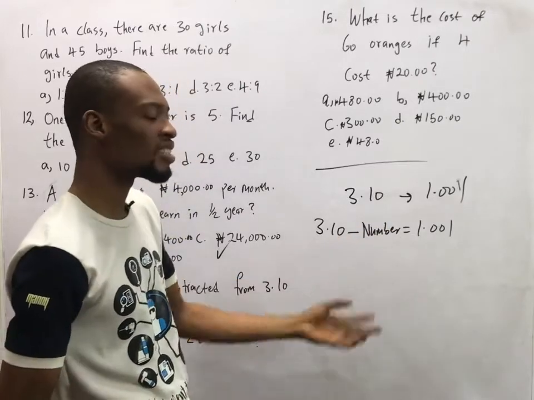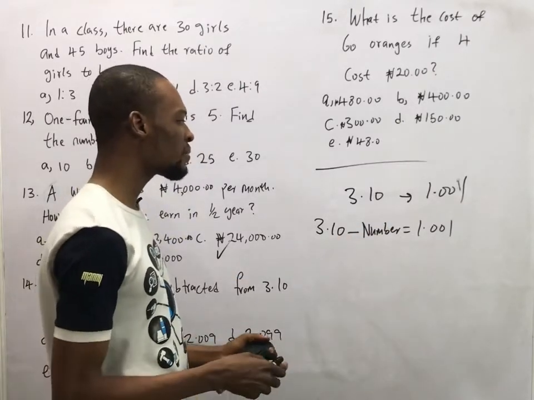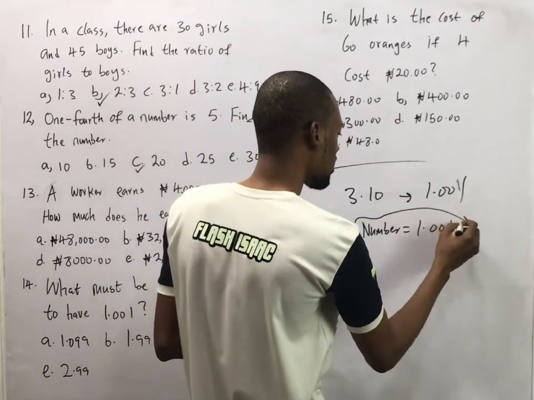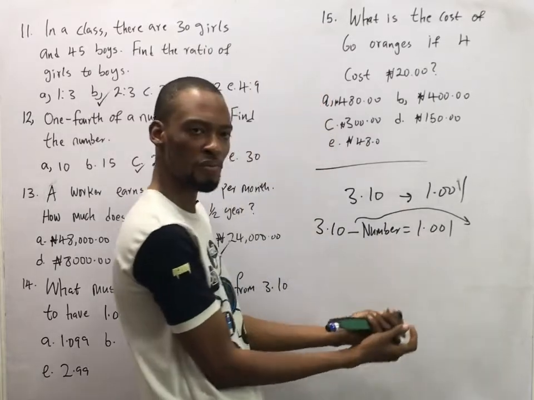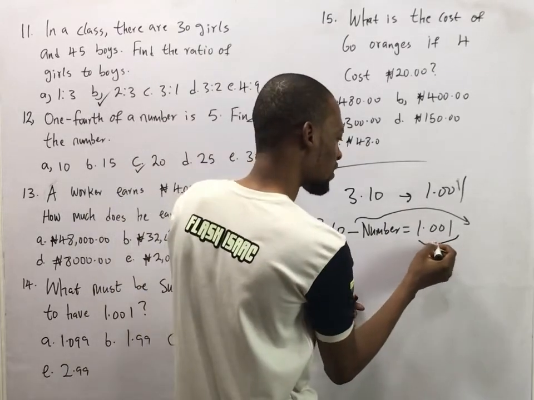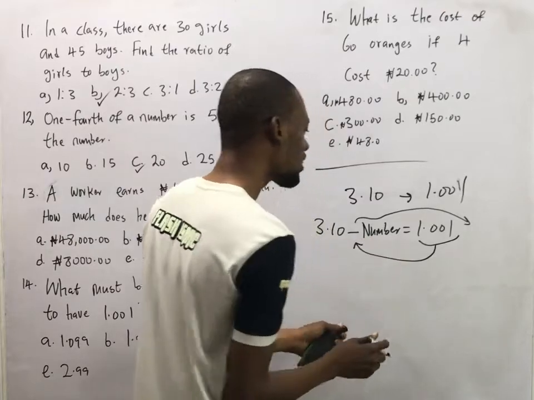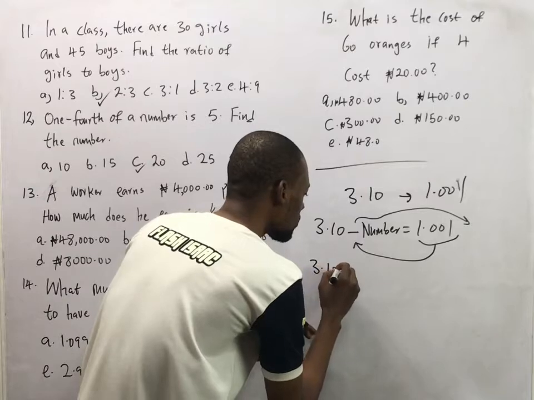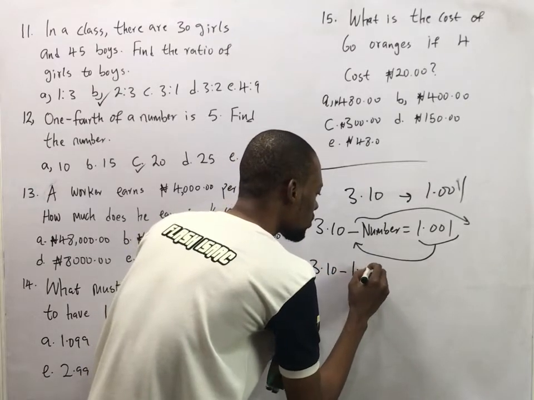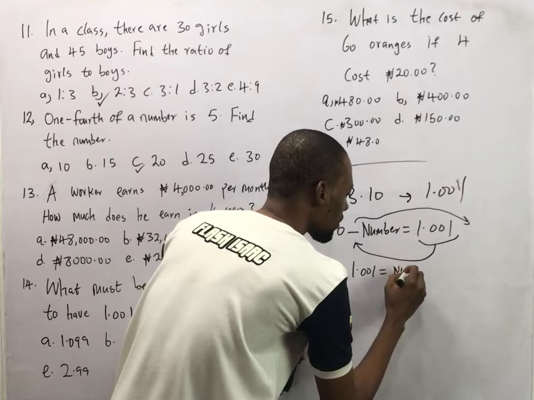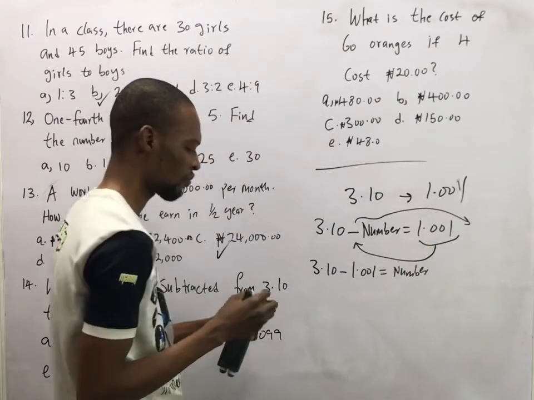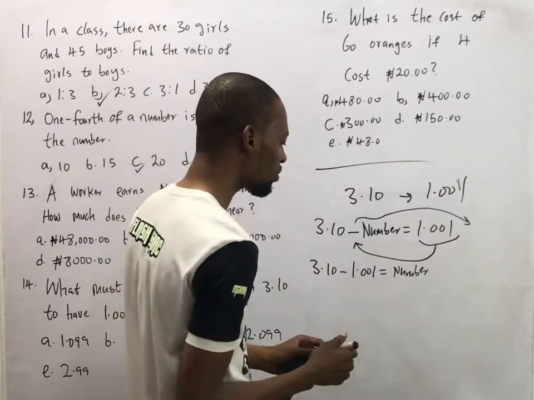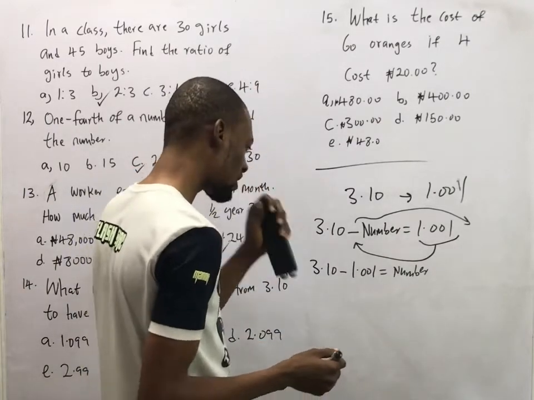Now, how do we get the number? To get the number, we simply collect like terms. This number is negative. So if I take it here, it crosses the equality sign and becomes positive. Then this is positive, and if I bring it to meet its friend, it becomes negative. In that case, 3.10 minus 1.001 is equal to the number. So the number will simply be 3.10 minus 1.001.